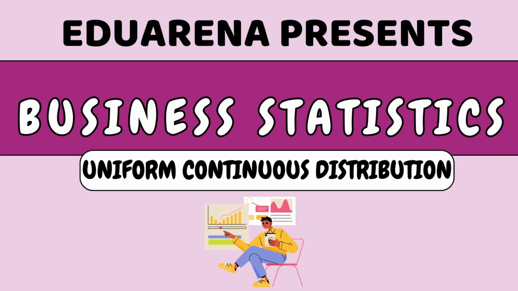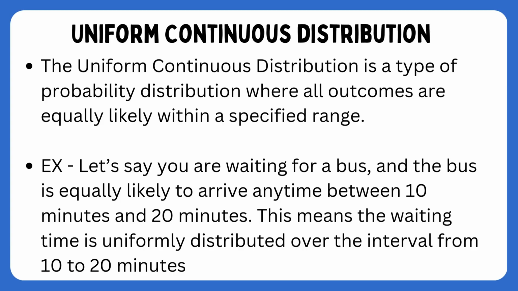In our previous video, we talked about continuous random variables. In this video, we'll talk about uniform continuous distribution. So, what is uniform continuous distribution? The uniform continuous distribution is a type of probability distribution where all outcomes are equally likely within a specific range. It means that every outcome has an equal chance to get selected.